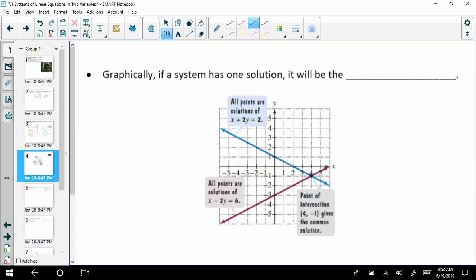Okay, the next thing is something I already touched on a little bit ago. If you're looking at the graphs of the lines, if a system has one solution, that solution is the intersection. So like on this picture, my solution would be right here at 4, -1. That is when they are in the same spot at the same time. So I wonder, what does it mean if you look at the graph and the lines never intersect? What does that mean about the solution? Well, you might already know, but we will address that in a little bit here.